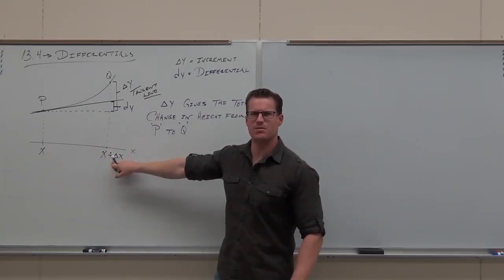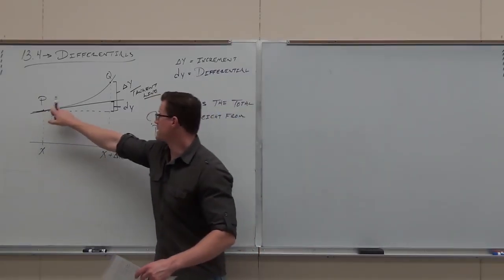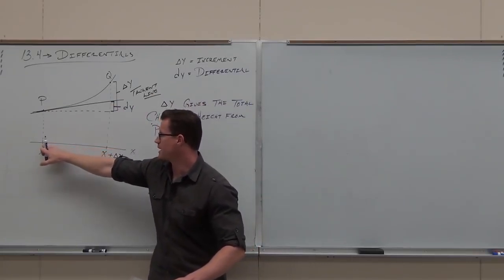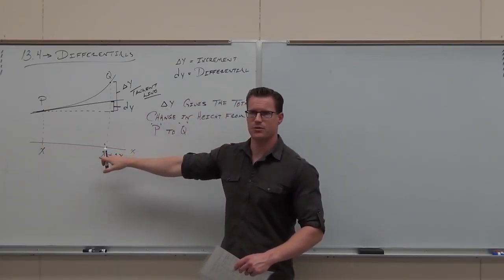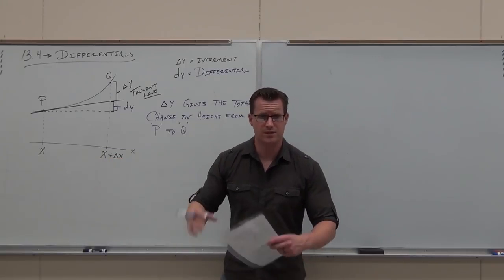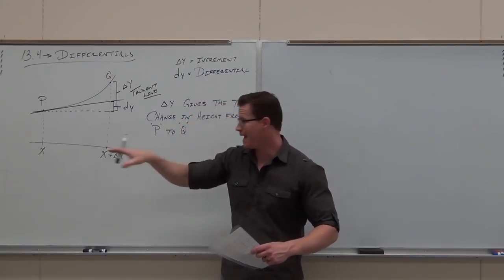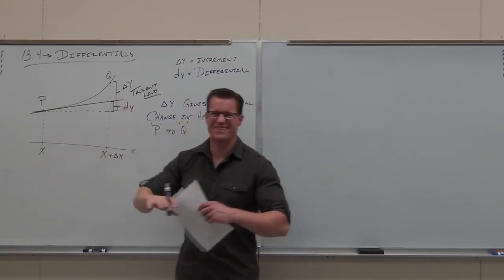You guys see that that's the same relationship there. If I'm going from P to Q, I'm going along the x-axis from x to x plus delta x. Head nod if you're with me on that one. That's what this is doing. The delta y measures the height at that point compared to where we started. That's it.